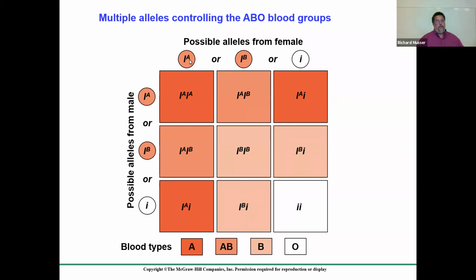So let's say because your mom was AB, she would make gametes that were A or B, and her dad would only make I in that case, or O. And that means that you would only be able to be A or B.